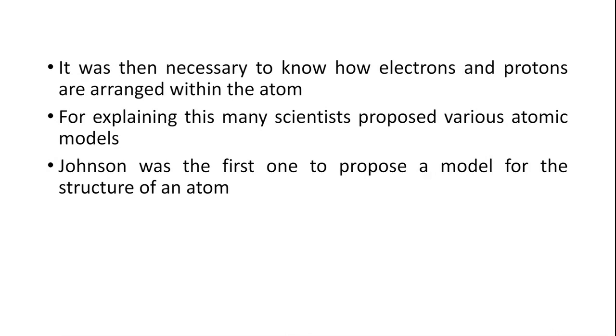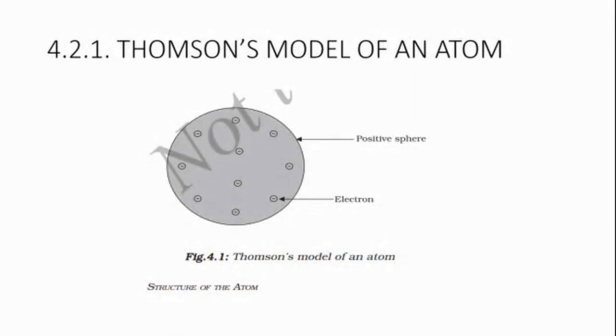Very good. So once we know they are made up of electrons and protons, the next question is how they are arranged. So J.J. Thomson suggested the model. Now we'll see the model. So Mahalakshmi, can you read this? What can you see? Ma'am, the diagram. Thomson's model of an atom. Can you explain the diagram?